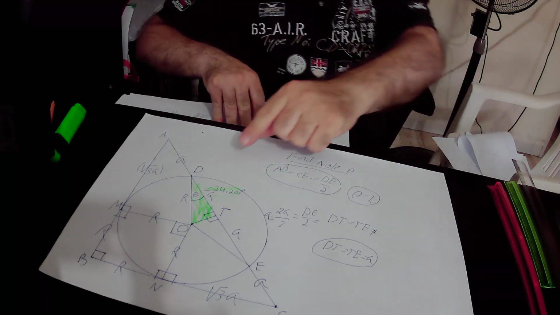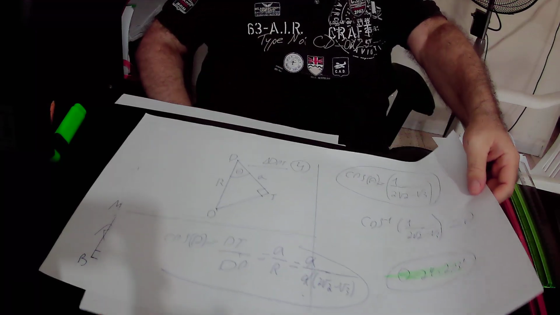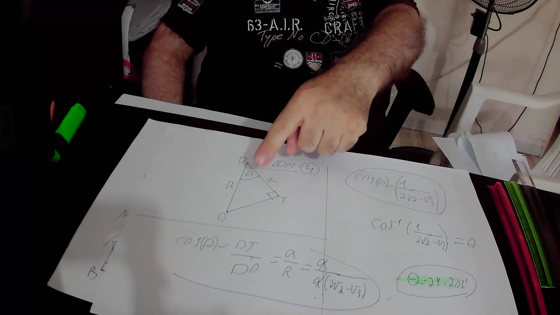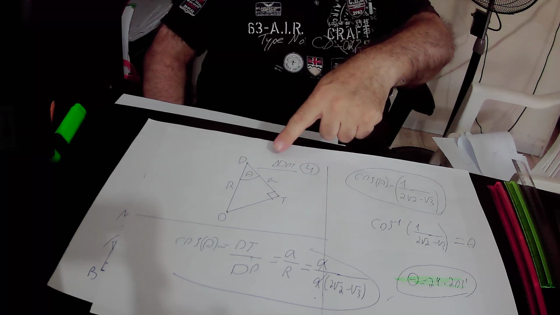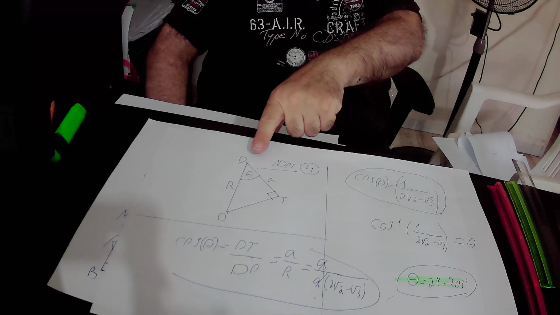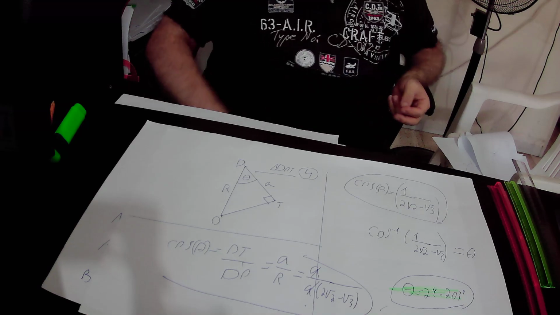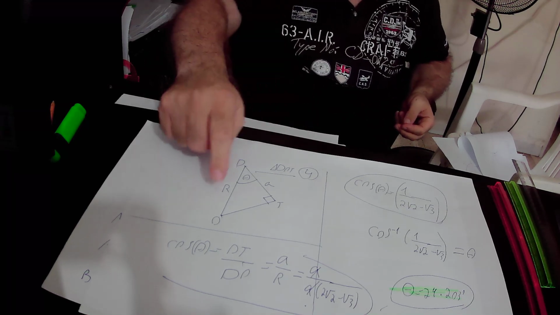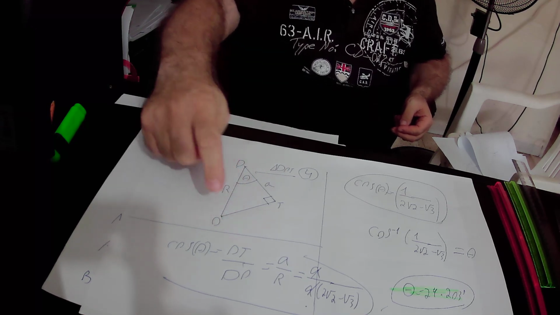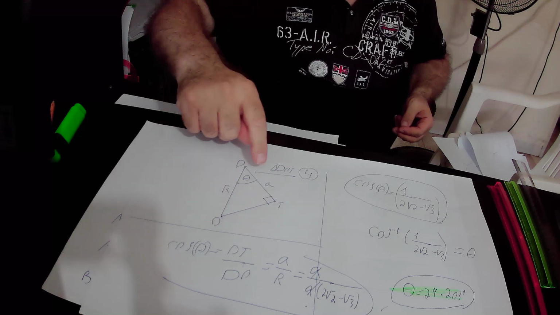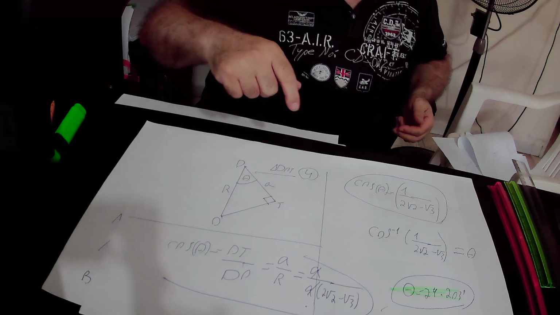Then I copied the green triangle, triangle DOT, in this new page and analyzed triangle DOT. OD is the radius of the circle, that is also the hypotenuse. DT equals a, and theta is the angle that we are looking for. In this right triangle, we know that cosine theta equals DT over DO. DT equals a, so we substitute DT by a, and DO equals r. We substitute DO by r.